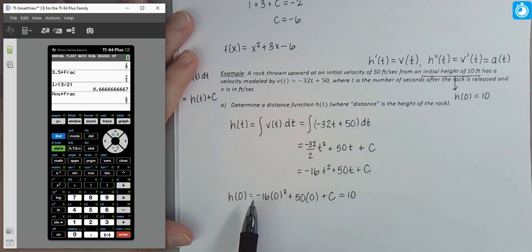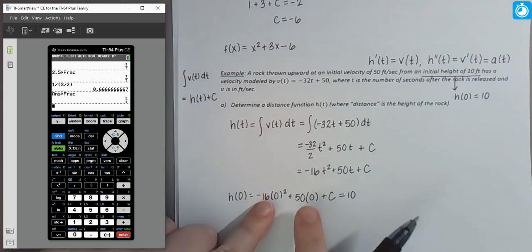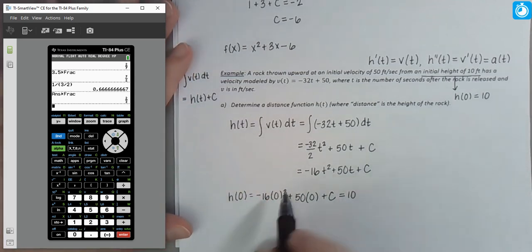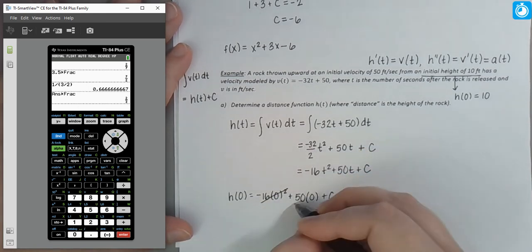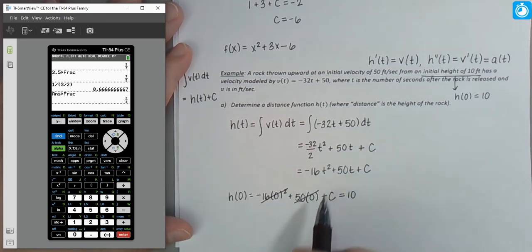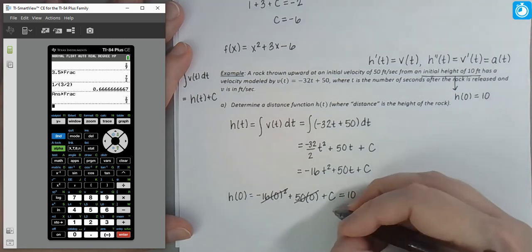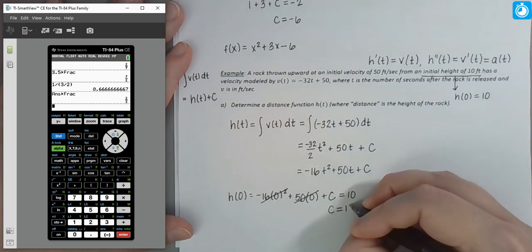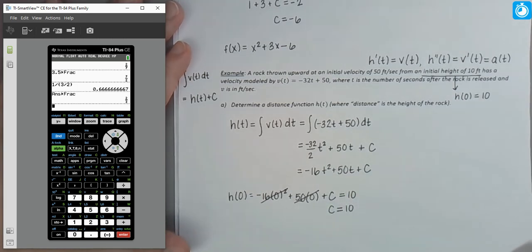Now it looks like it might be relatively complicated, but believe it or not, it's almost instant to solve this. Why is that? Well, look at the two terms that we would otherwise have to move over. These terms just go to 0, which means c is technically already isolated. c is equal to 10.